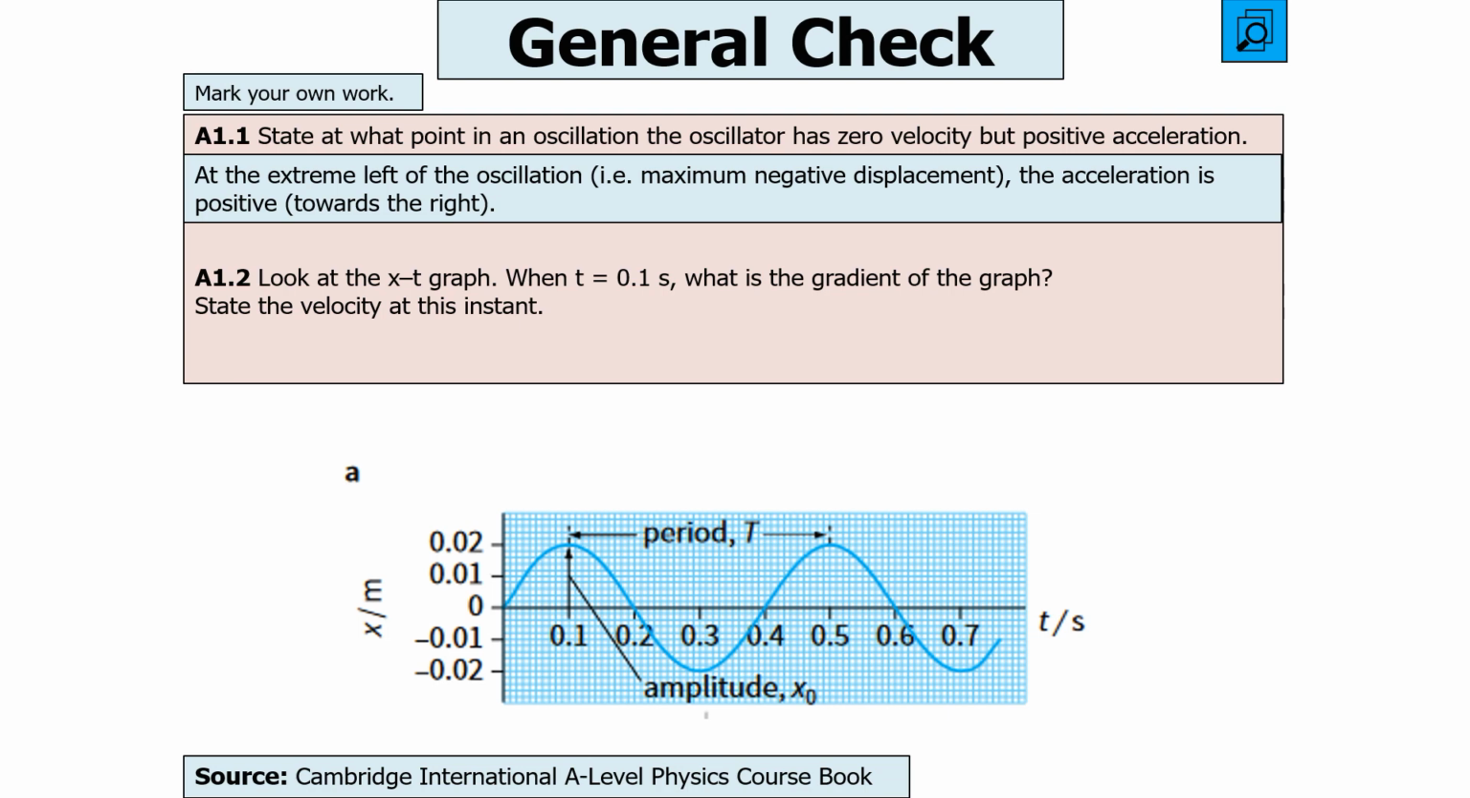be in opposite directions. Now in this one, you'll see at 0.1 seconds, the gradient, you can work it through, is going to be 0 because it's at a maximum point. So therefore the velocity, which is the gradient of a displacement time graph, that's revision from the mechanics module, is the same value.